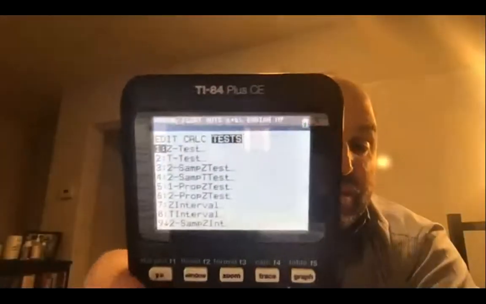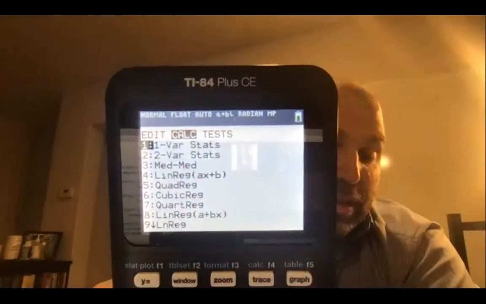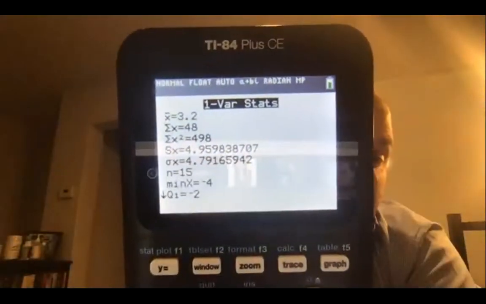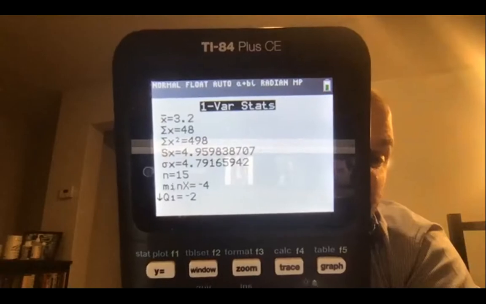And this time you go to calc, or tests. No, you go to calc. I'm all over the place tonight. I'm sorry. You go to calc right there. And the very first one is one var stats, one variable stats. If you hit one variable stats and hit a few enters, you get a list of all the data about that one variable.